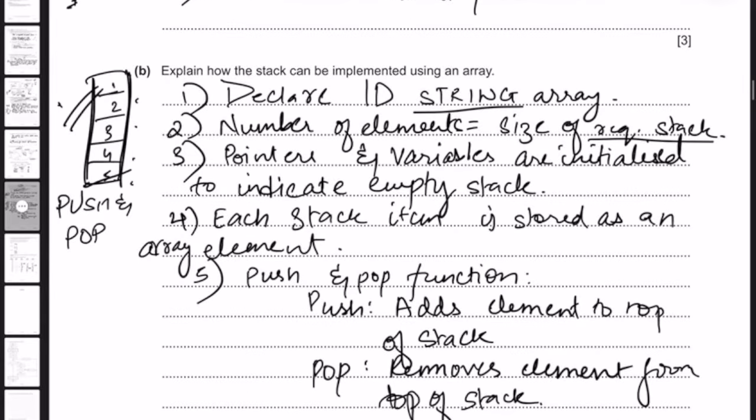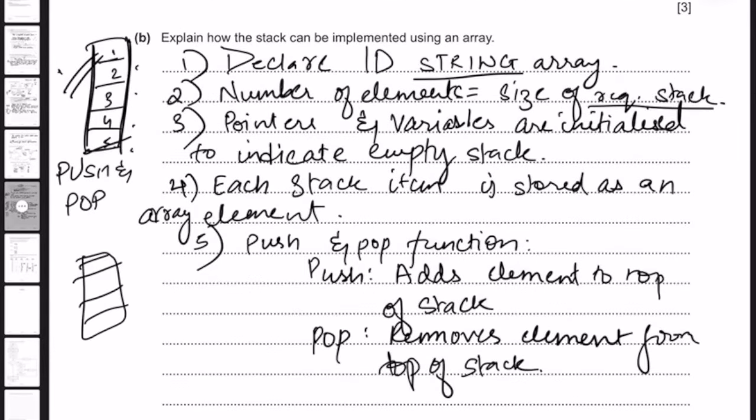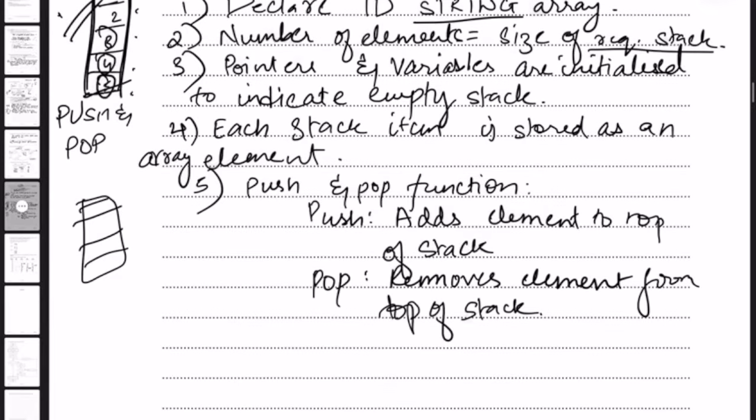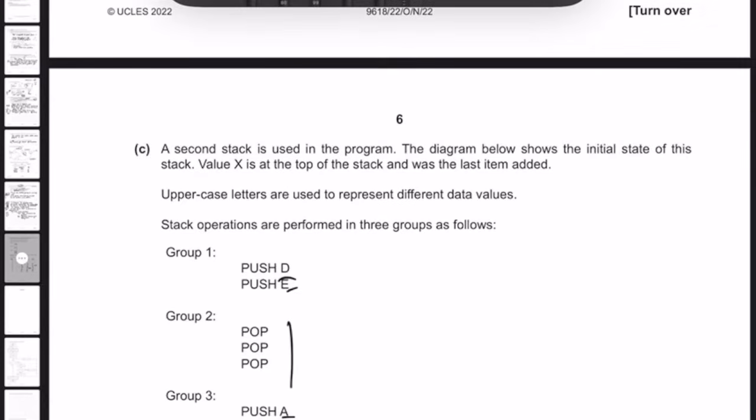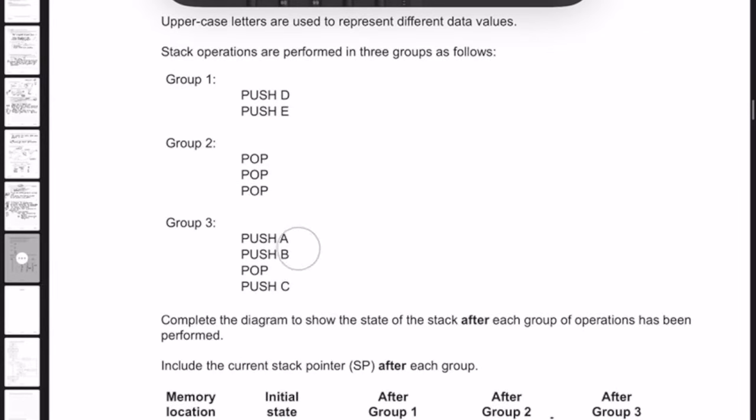The pointers and variables are initialized to indicate an empty stack. So it is an empty stack in the beginning. Each stack item is stored as an array element. So each of these will be stored as an array element, right? Now you can also describe the push and pop functions. Push will add an element to the top of the stack, and pop removes the element from the top of the stack. Okay, I'll solve this one with you all again.